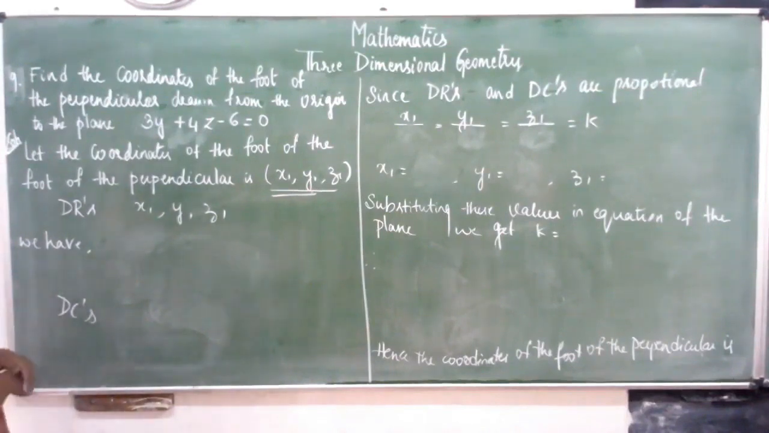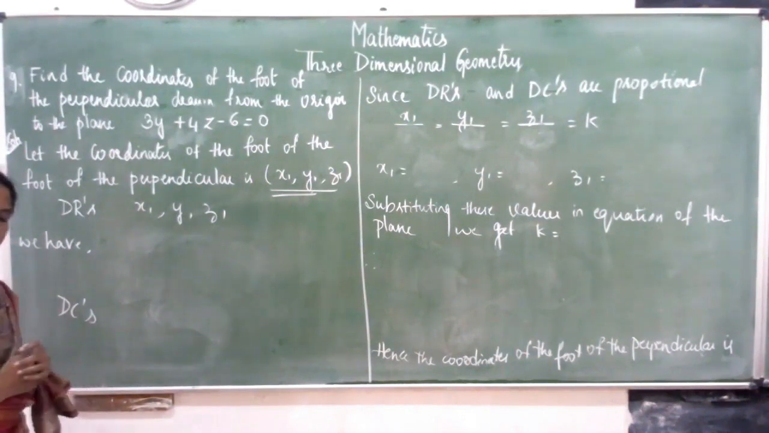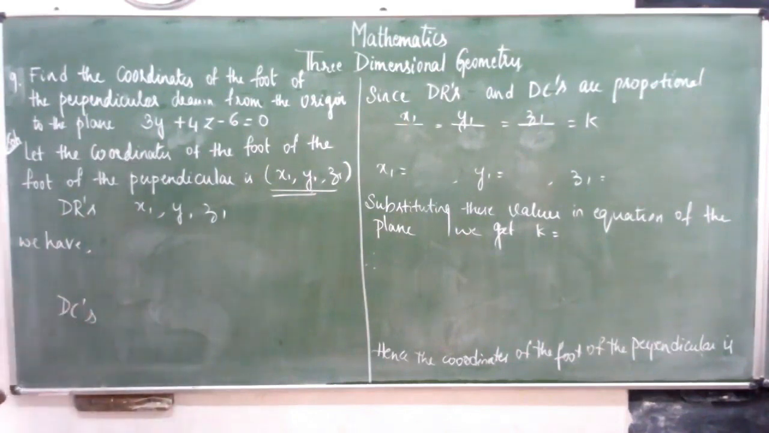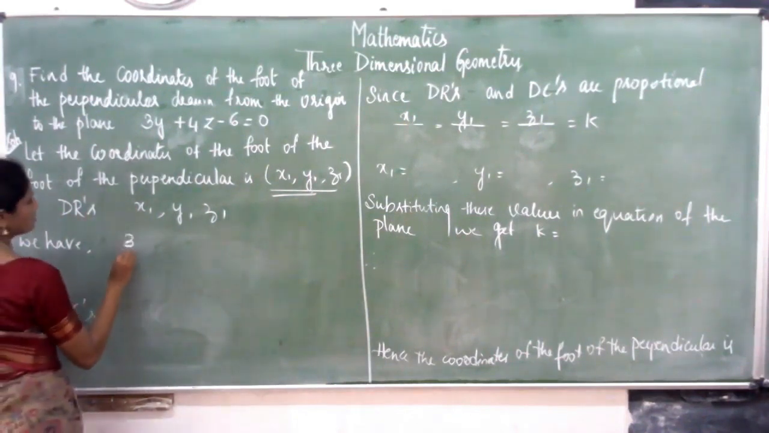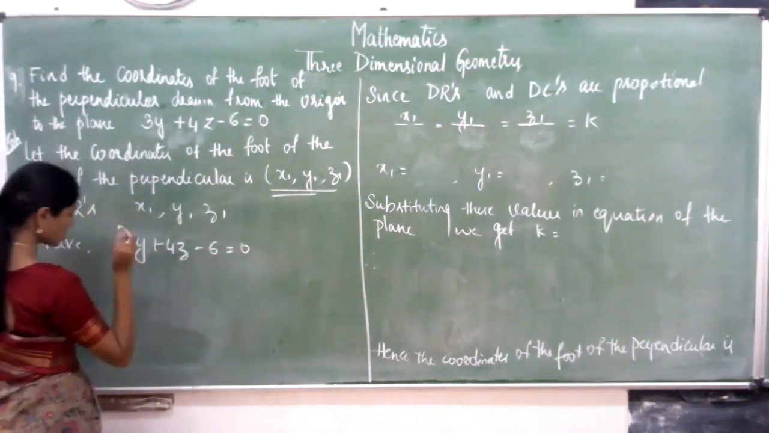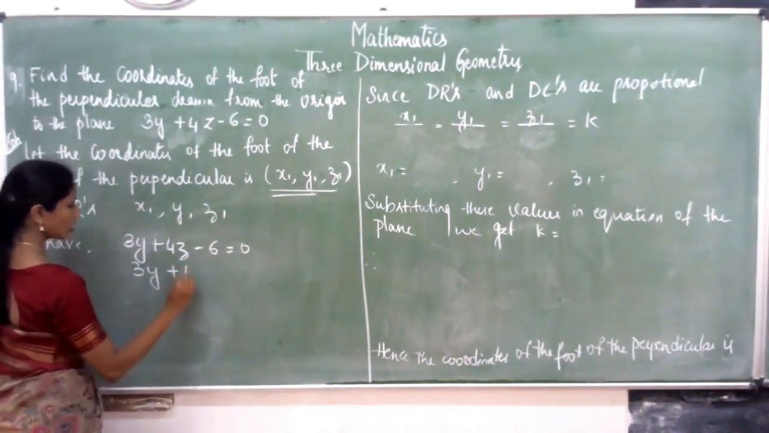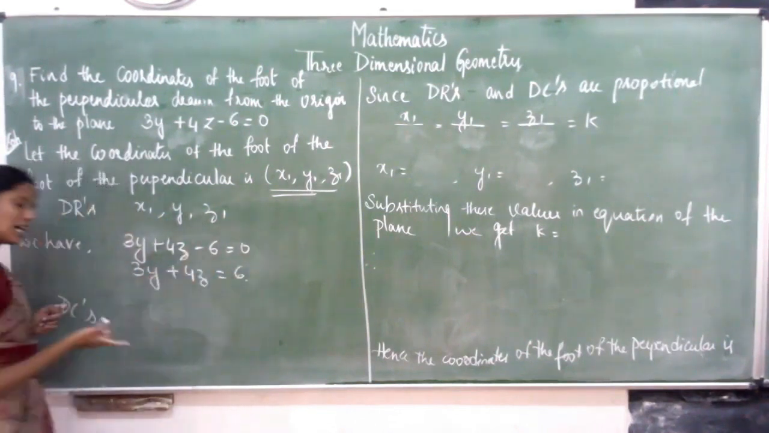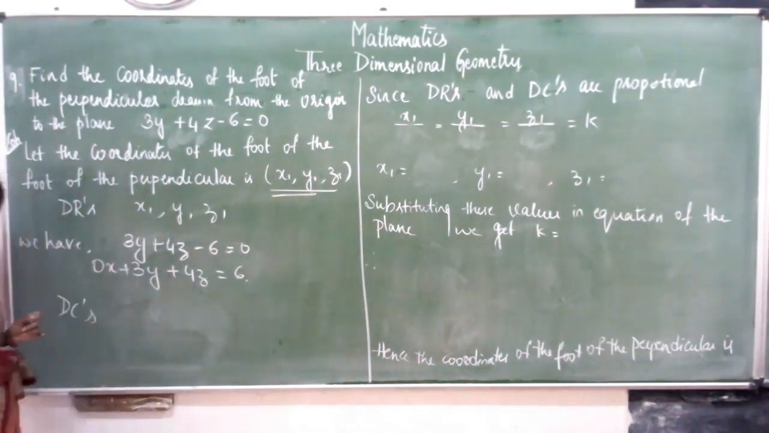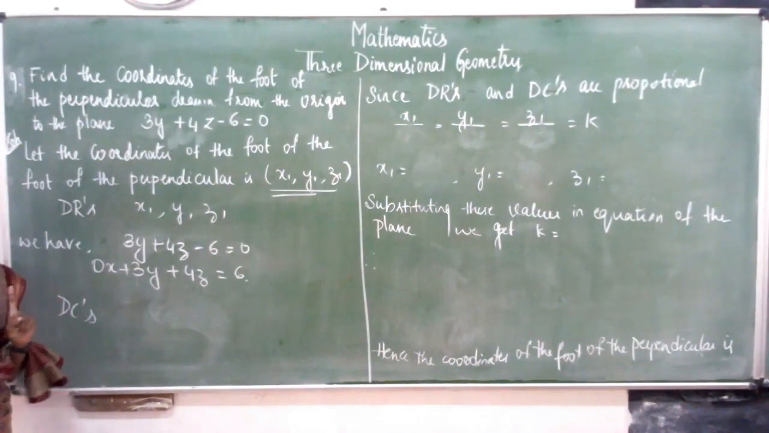Next problem, again of the same kind. So let us do it a little fast. Here we need to find the coordinates. We have taken the coordinates of the foot of the perpendicular as x1, y1, z1. Hence the direction ratios will become x1, y1, z1. The equation which is given is 3y plus 4z minus 6 is equal to 0. Therefore you can write it as 3y plus 4z is equal to 6. Here we don't have an x term, so we can write it as 0 into x, but don't leave out the x term. From this, let us find the direction cosines.